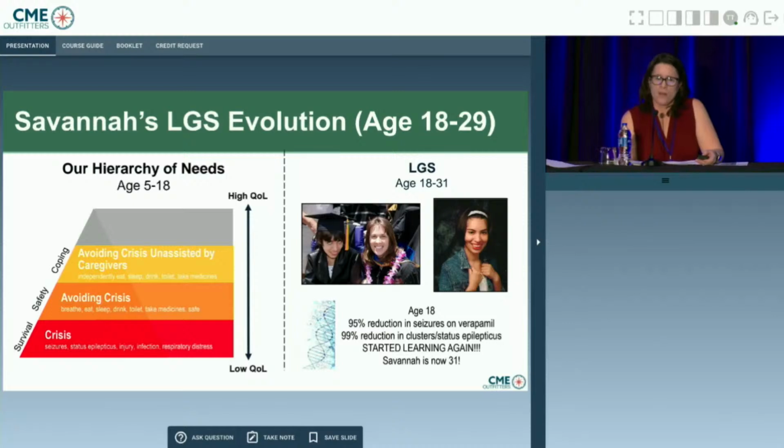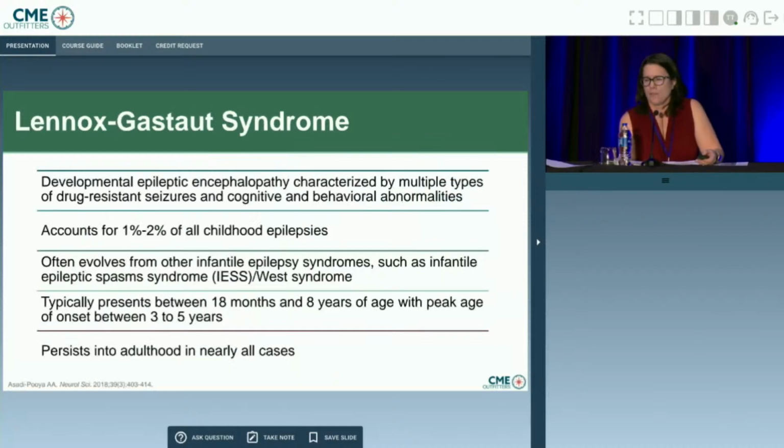She is 31 now, though, and she is a success story that these kids are not hopeless. We get told a lot by physicians, go home, love your child, they're going to die. And I don't think that's really the message that we want to be sending. The message is these are beloved children. We love them. They deserve a chance at life as everybody, and they need the supports to make it through.